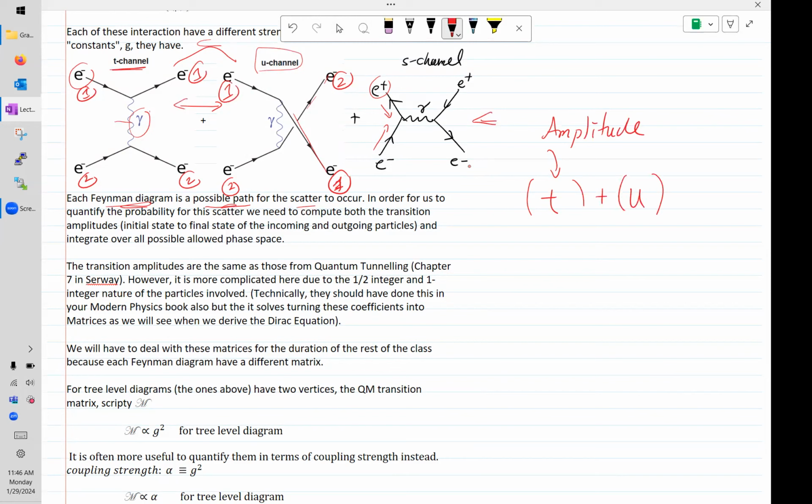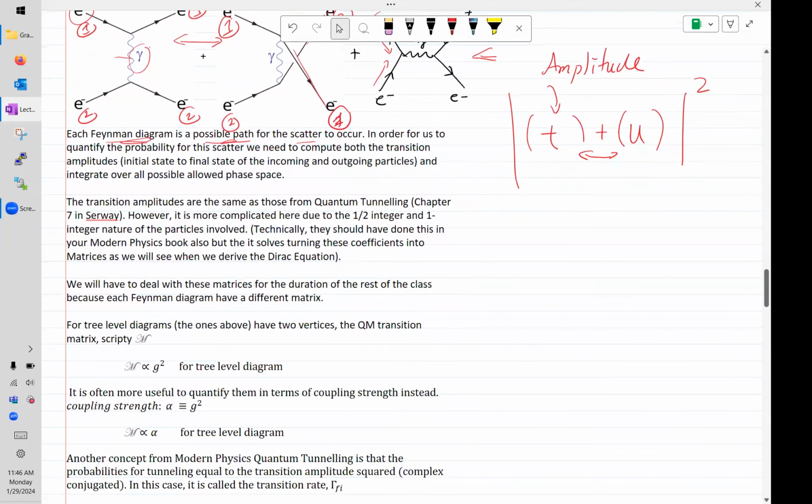Since you cannot tell if it's the T channel or the U channel, what you do is you add the amplitudes and square them together. So they could constructively or destructively interfere with each other, depending on the phase between them. All right, okay. So that's how.